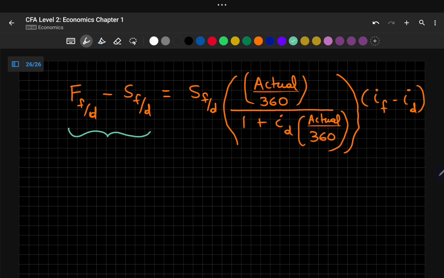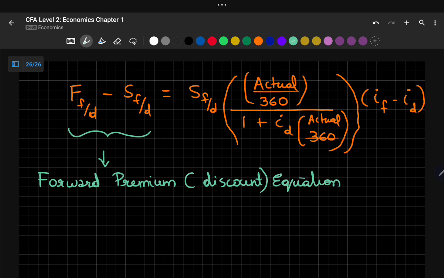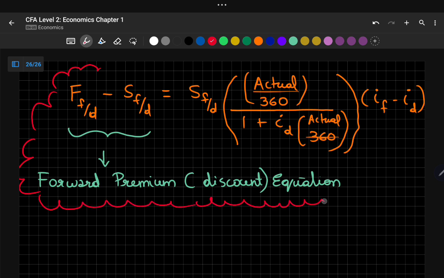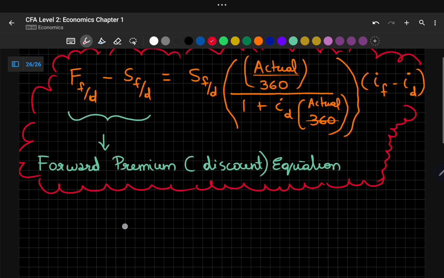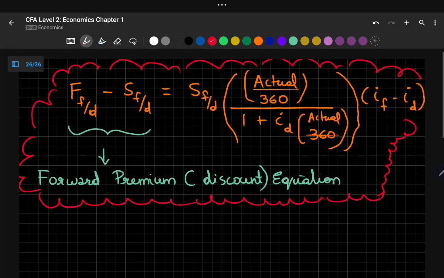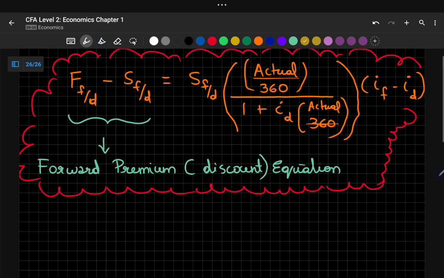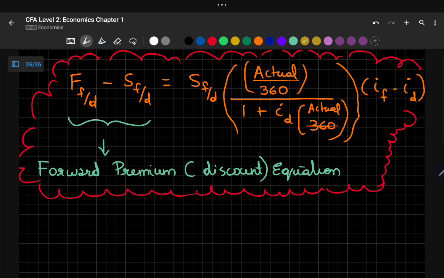So this equation gives you the forward premium or discount equation. It is very important. Do study it. The ones I'm highlighting in this manner are the important equations to study. Okay. So now I'm going back to the concept that this equation can be rewritten in the form of price to base currency. To rewrite it, it is simple. Instead of F, you can write P, that is the price currency, and instead of D, you can write B, that is the base currency.